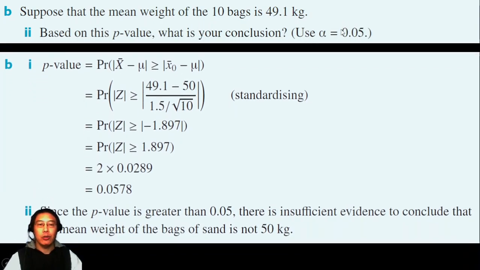So we know our alpha is 5%. As that p-value is greater than 5%, we have insufficient evidence to conclude that the mean weight of the bag of sand is not 50 kilograms. So there's not strong evidence to move away from the 50 kilograms.